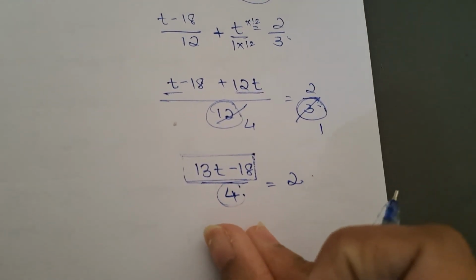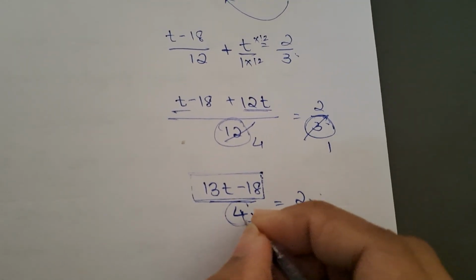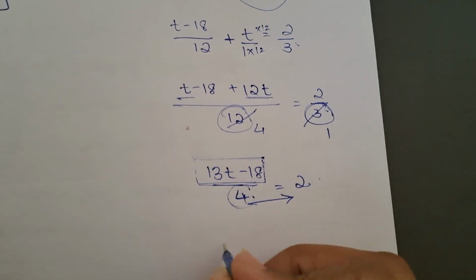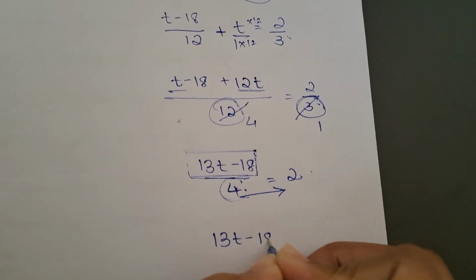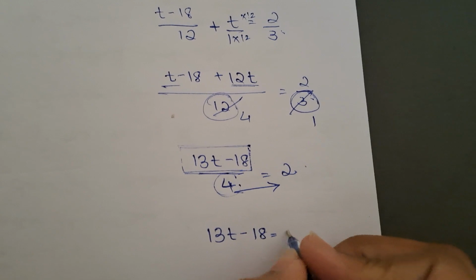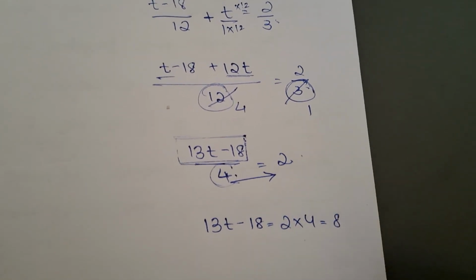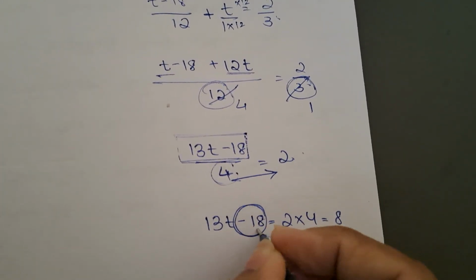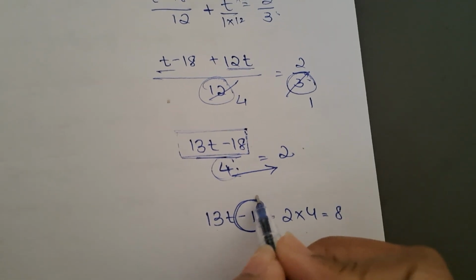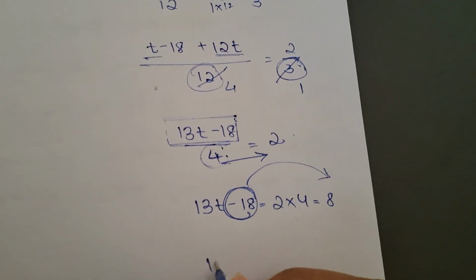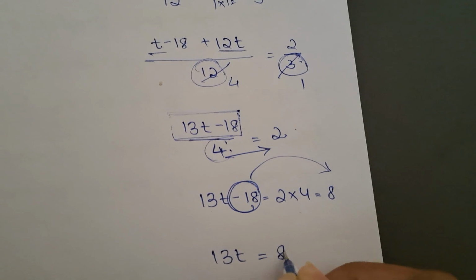4 is the farthest from this particular equation. So first 4 will be sent. It is in the denominator, it will go to the numerator. Or it is in division, we can also say it will go to multiplication. So 2 into 4 that becomes an 8. Okay, now this 18 will go because 18 is farthest from t. So 13t is equal to 8.